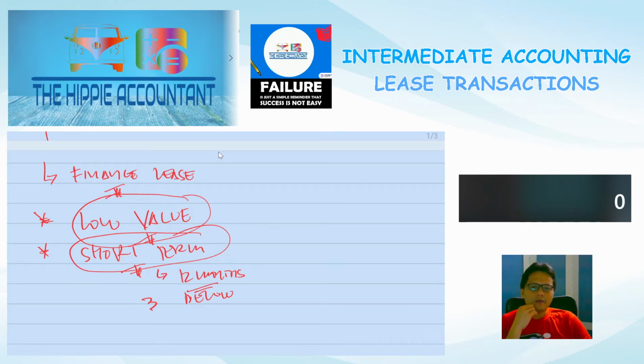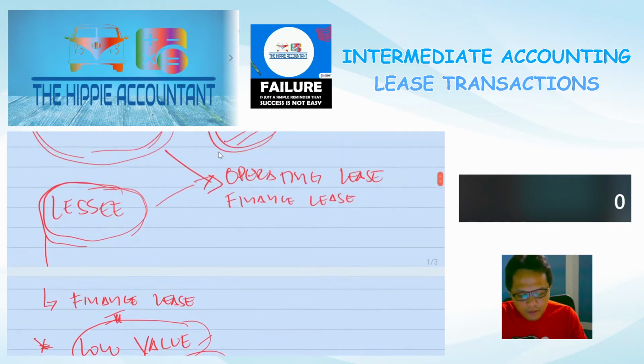So, we have to know that, internalize that, because sometimes pagdating sa mga questions, baka ititrick na naman tayo. Baka sabihin na under the lessee, lease transactions are to be recognized either as... So the point is, what is required is that it is a finance lease. However, we are allowed to present it as an operating lease if it is low value or short term. Remember that. That is on the part of the lessee.